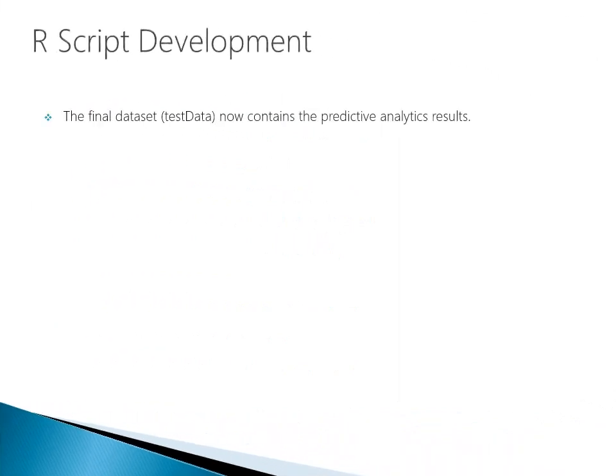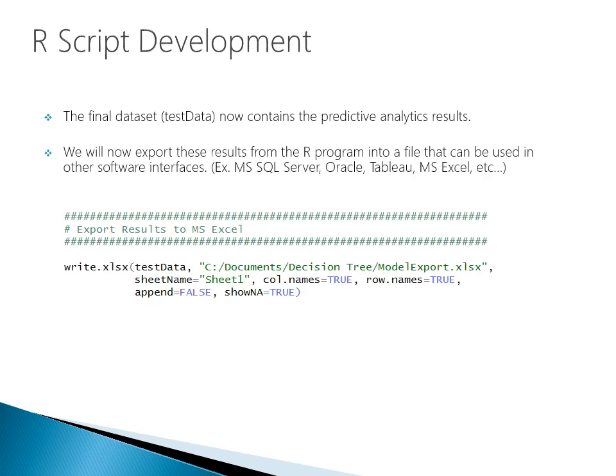The final data set, test data, now contains our predictive analytics results. We will now export these results from the R program into a file that can be used in other software interfaces: our SQL Server, Oracle, Tableau, Microsoft Excel, etc. In this case, I'm going to export my results into an Excel file, and this is a command that I'm using through the XLSX package. But you can send it to a CSV or however you want, and you just need to seek out the package and the code that will help you with that.